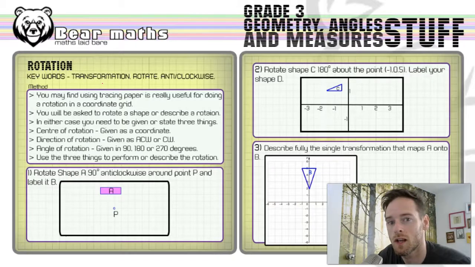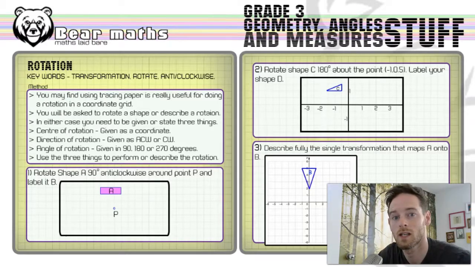Rotating means you're going to turn it round. We don't say turning round in maths, we say rotating, or rotate. And anti-clockwise or clockwise are the directions in which you can rotate a shape. So against the hands of the clock, the way they go round, or with the hands of the clock, the way they go round.